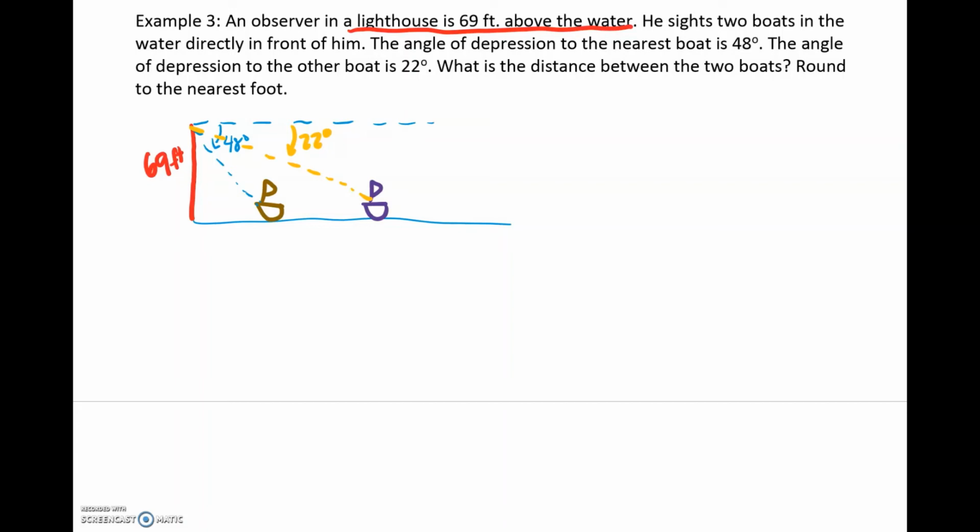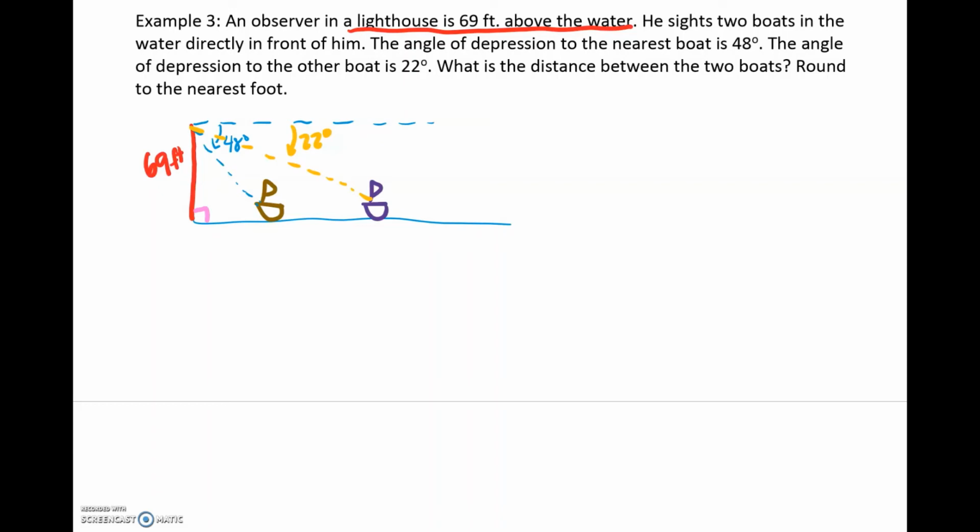So what I want you guys to see is we have two triangles, because remember, unless otherwise noted, our vertical is going to be making a right angle. It's going to be perpendicular to the ground or the water or whatever we're working with, right? So we actually have two right triangles here, one with the nearer boat and one with the farther boat.